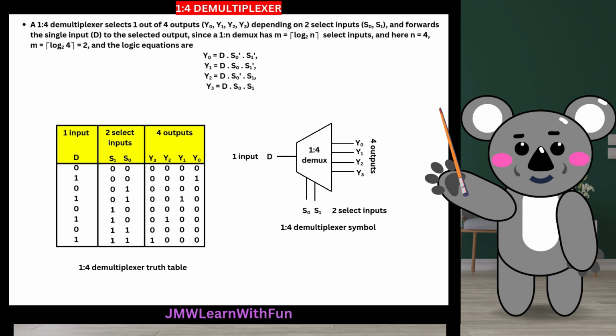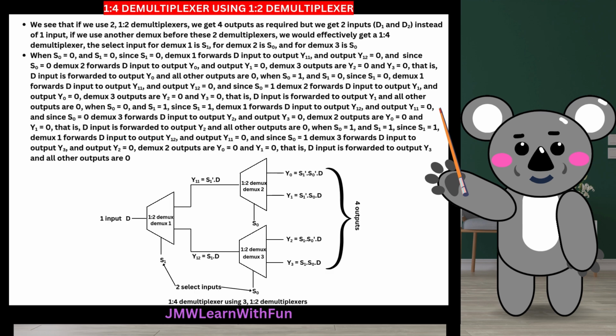The figure shows a 1 is to 4 demultiplexer symbol, with 1 input, D, 2 select inputs, S0, and S1, and 4 outputs, Y0, Y1, Y2, and Y3. We see that if we use 2, 1 is to 2 demultiplexers, we get 4 outputs as required, but we get 2 inputs, D1, and D2, instead of 1 input. If we use another demux before these 2 demultiplexers, we would effectively get a 1 is to 4 demultiplexer.